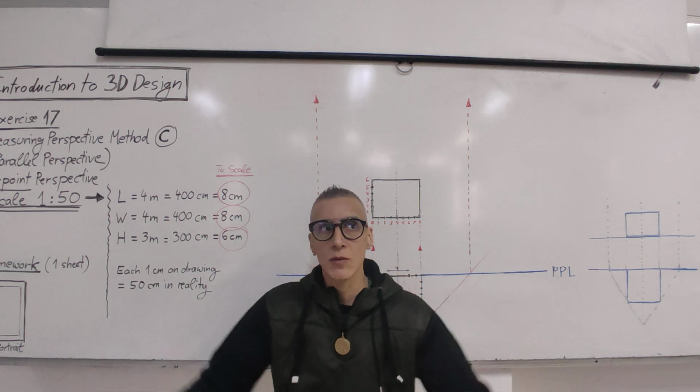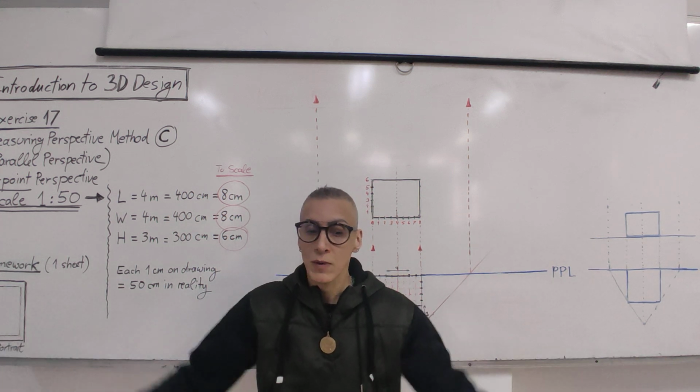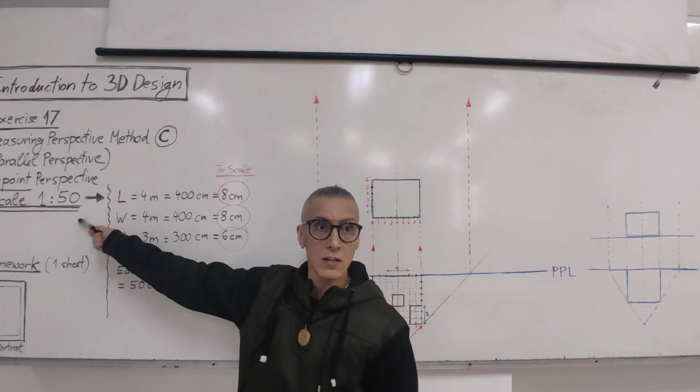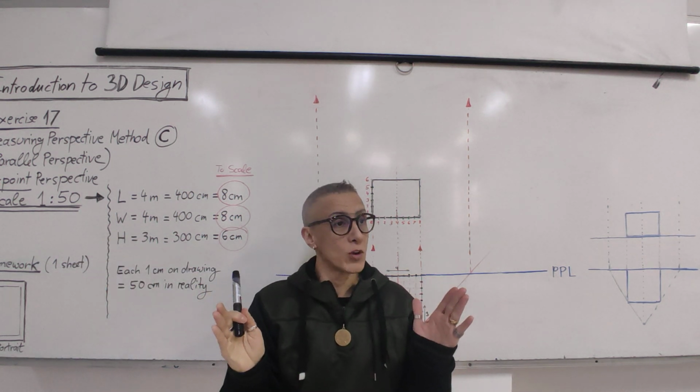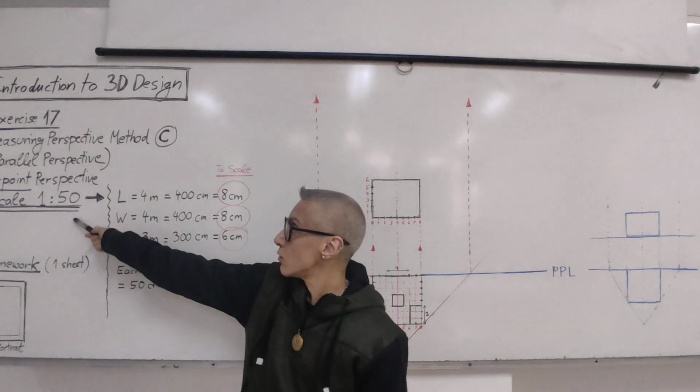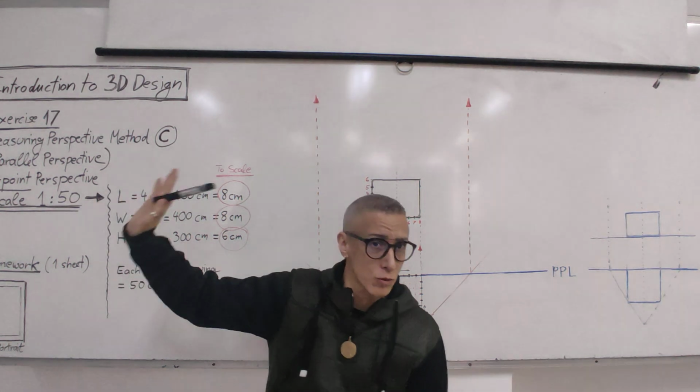Now, because we are dealing now with a room, a big room, that we need to draw on a small paper, we need a high scale. Our paper is so small, A3, okay, and we have to draw a very big room. So we need a high scale, and I choose 1 to 50.